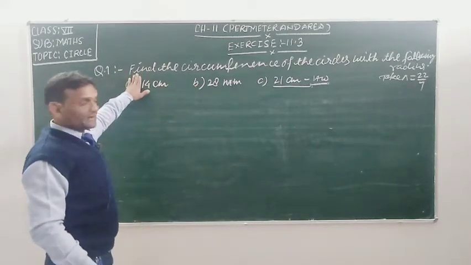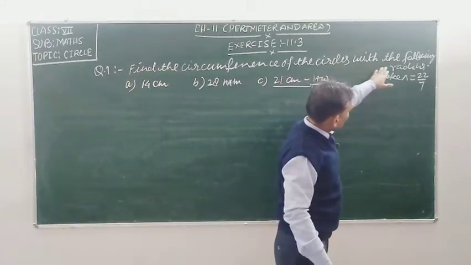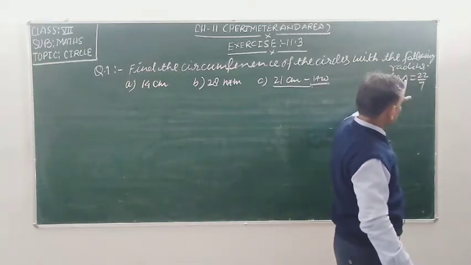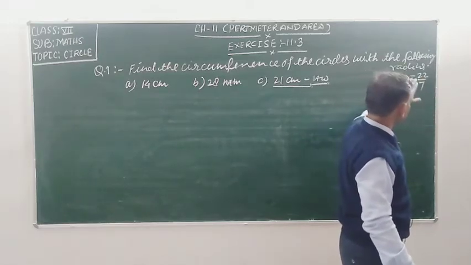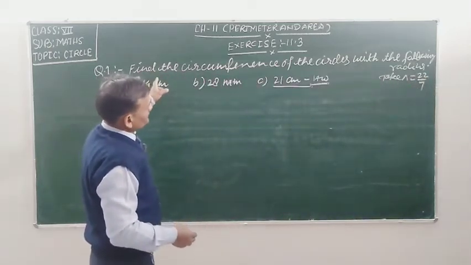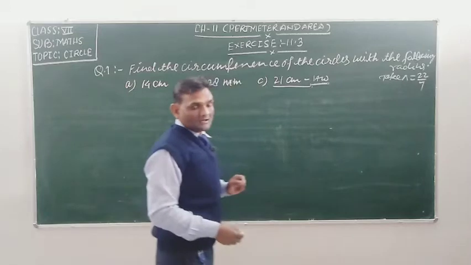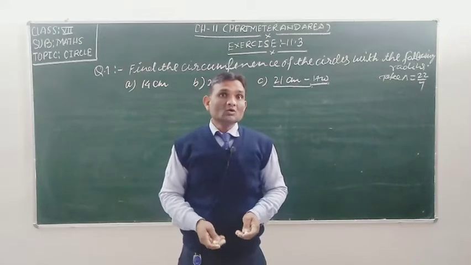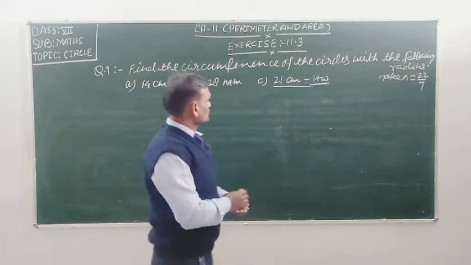Firstly student, read the question. Find the circumference of the circle with the following radius. The value of pi is given in the question, student, 22 upon 7. It means in the place of pi you can write 22 upon 7. So find the circumference of the circle. Student, I have told you in my introduction video which formula you will use for finding the circumference of the circle.